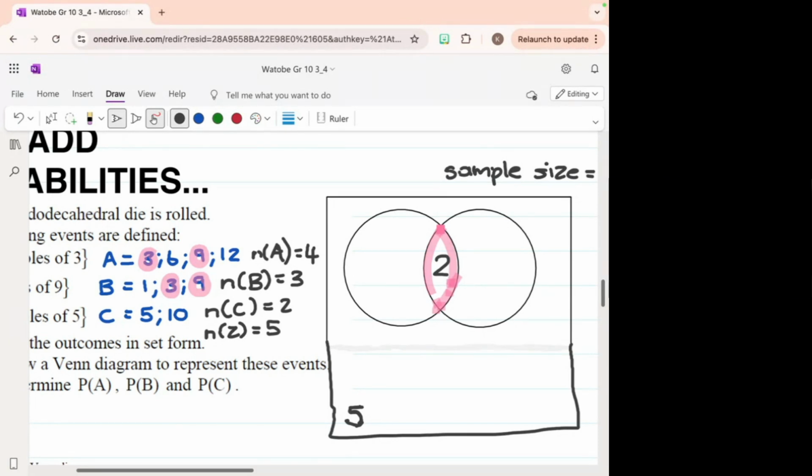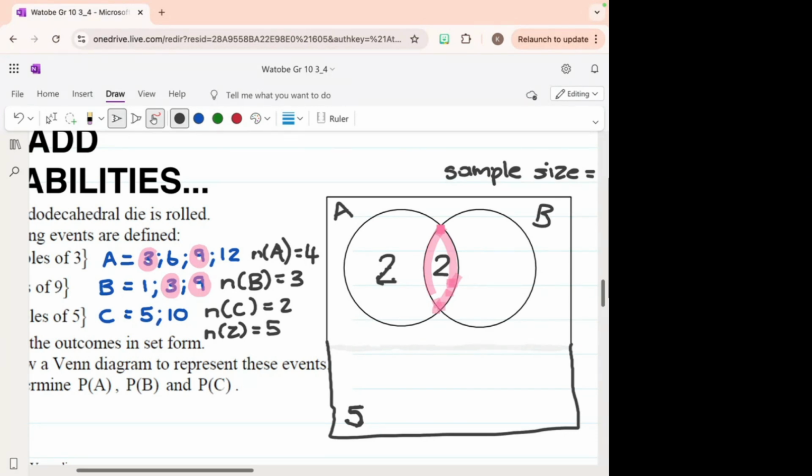Right. I'm going to call this circle A. I'm going to call this circle B. So at the moment, I'm focused on the ones that are overlapping, guys. So in total, the number of outcomes for A is 4. So in this whole block, I've already got 2 overlapping. So how many need to be in the rest of the circle? 2 plus what add up to 4? 2 plus 2, hey?